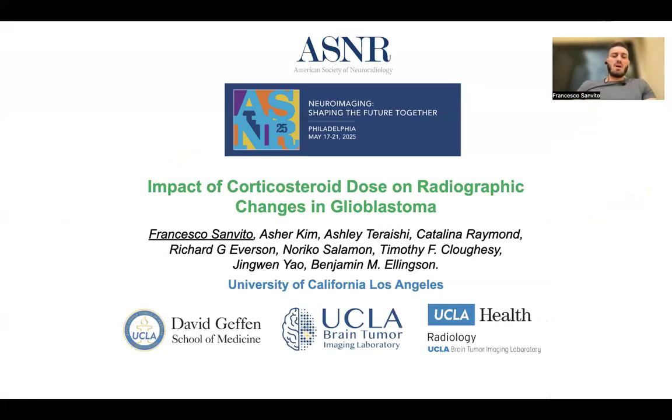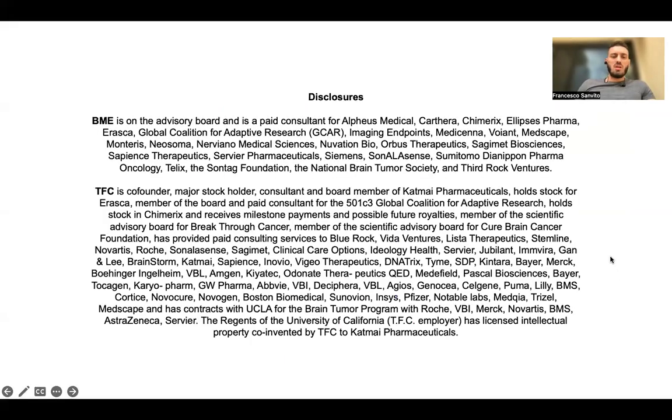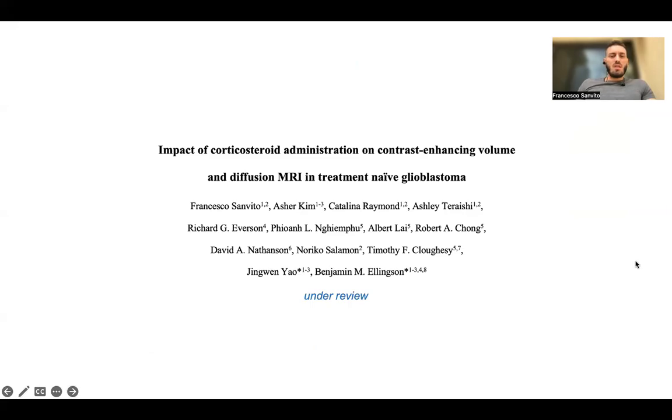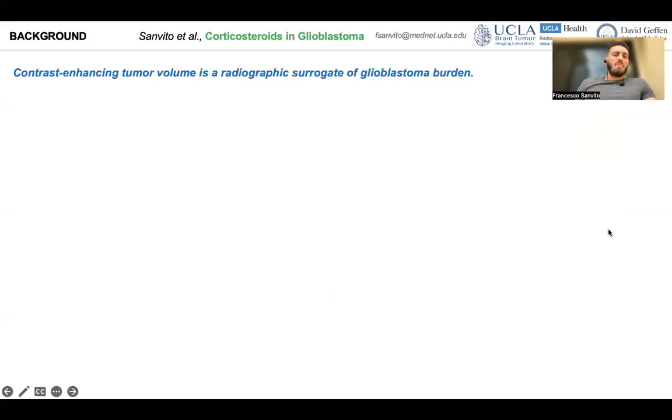This presentation is about the radiographic changes that we see in glioblastoma following a corticosteroid dose change. This article is currently under review and may be accessible in a couple of weeks or months under this title, probably. So contrast-enhancing tumor volume is a well-known radiographic surrogate of glioblastoma burden.